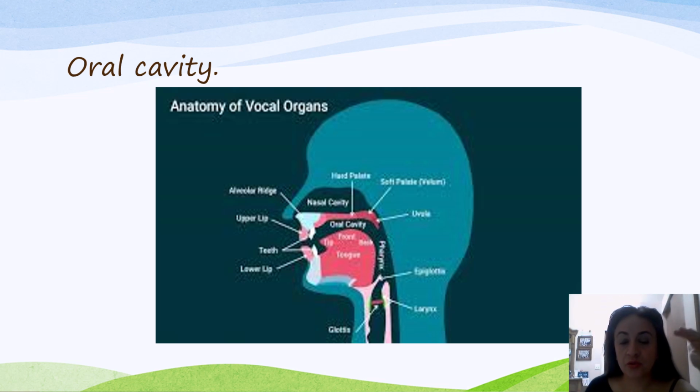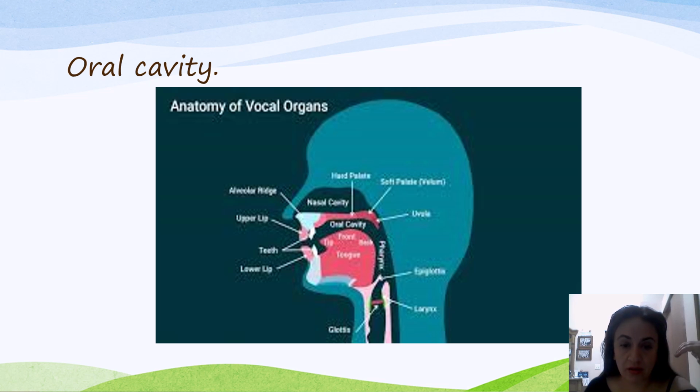In the roof of the oral cavity is the hard palate in the front, and in the back is the soft palate or velum. This is the uvula. You can see it when you are in front of the mirror and you say ah. You can see the uvula. It swings freely in your mouth.